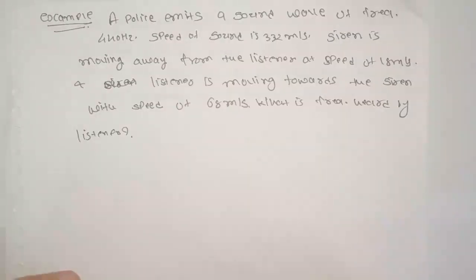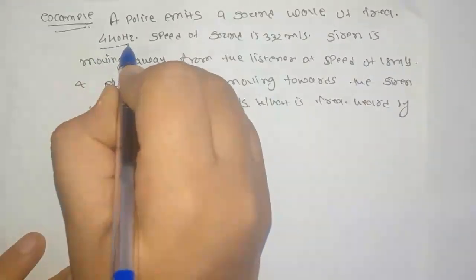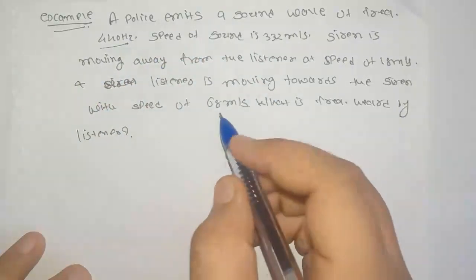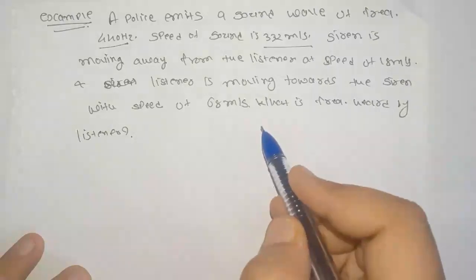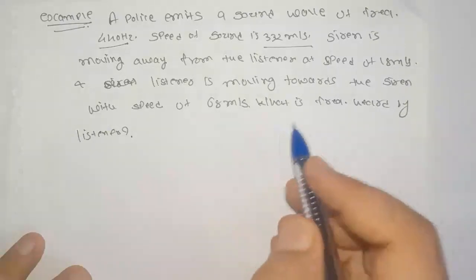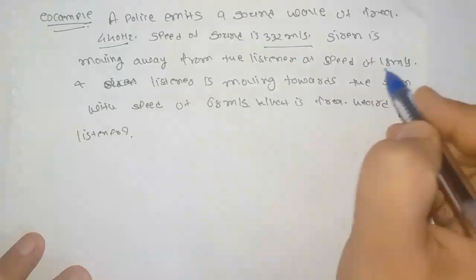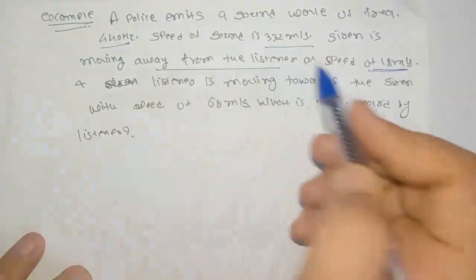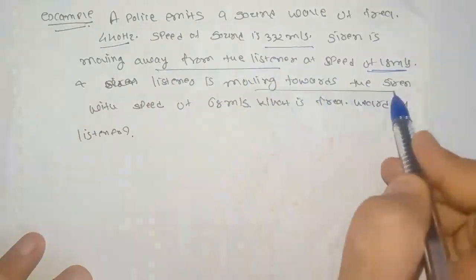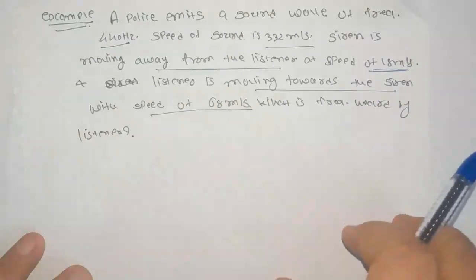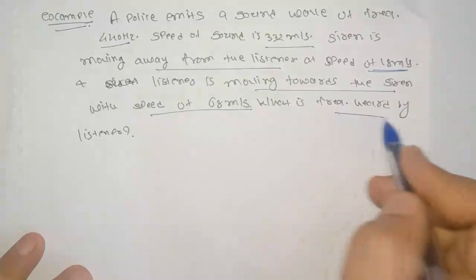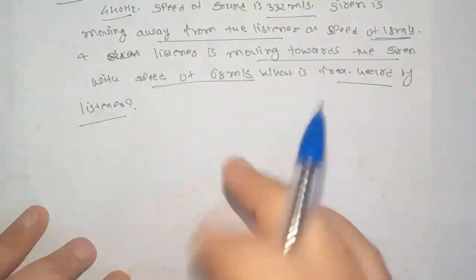Now let us see an example. A police siren emits a sound wave of frequency 440 Hz. The speed of sound is 332 meter per second. The siren is moving away from the listener with speed 18 meter per second and listener is moving towards the siren with speed of 68 meter per second. What is the frequency heard by the listener?